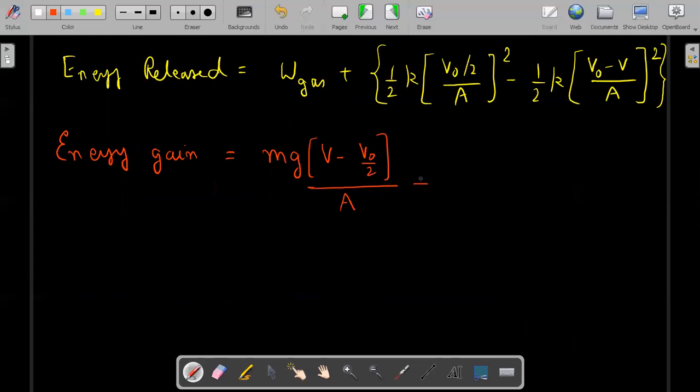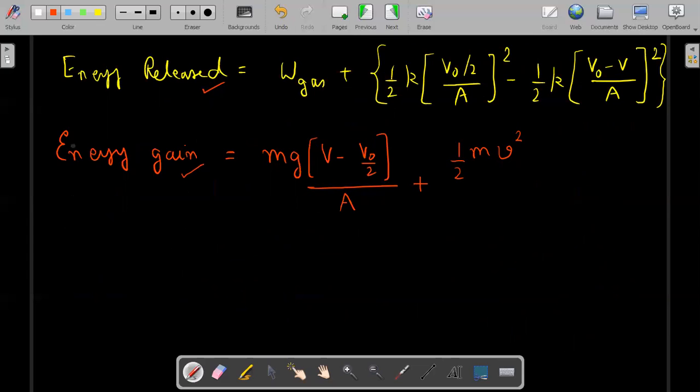One more thing, this piston has gained kinetic energy. So the energy gain is also 1/2 m v squared, where v is the speed of the piston. Think of conservation of energy now: the energy released should be equal to the energy gained.